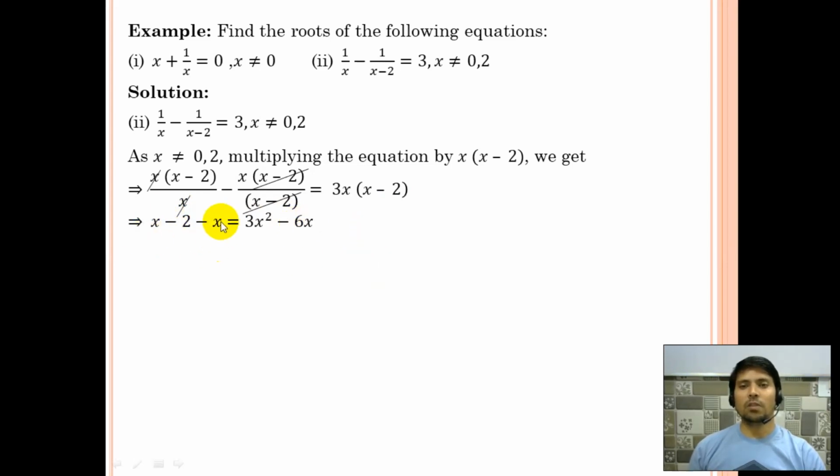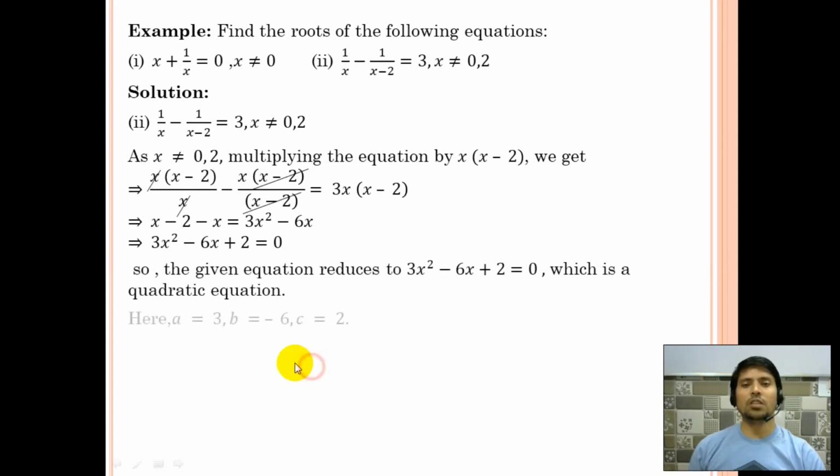Now on simplifying, x cancels, 2 is left, we will take 2 to the other side. This is 3x square minus 6x plus 2 equals 0. This is a quadratic equation. Now we can find the values of a, b, c here: a equals 3, b equals minus 6, c equals 2. Now the discriminant value b square minus 4ac, on solving we get the value 12, and this value 12 is greater than or equal to 0.